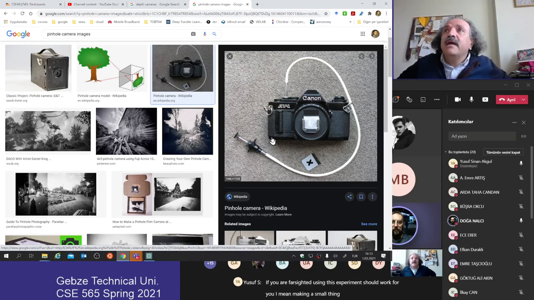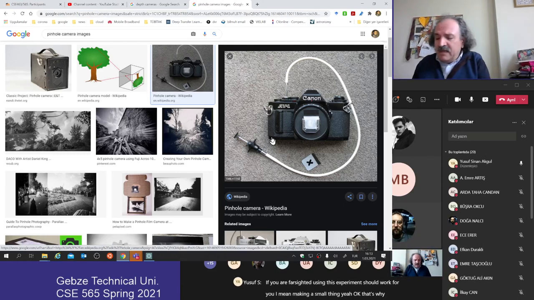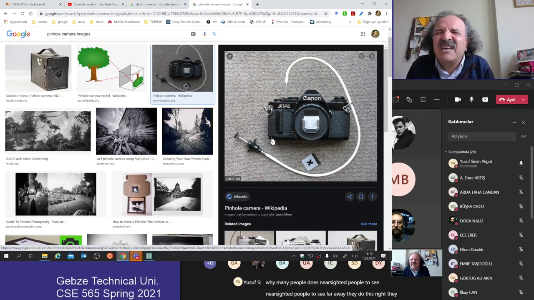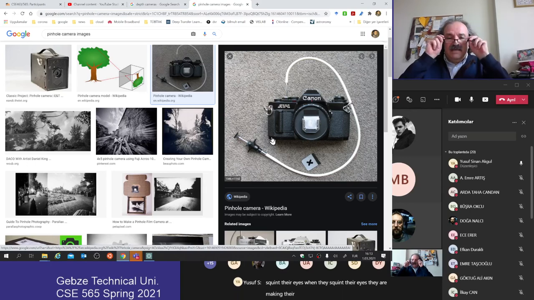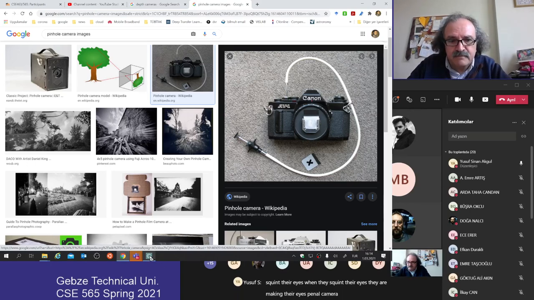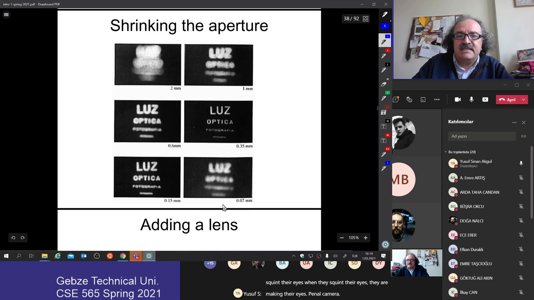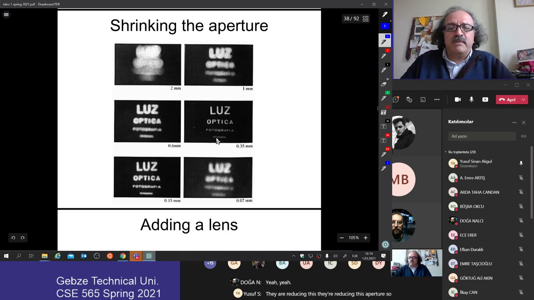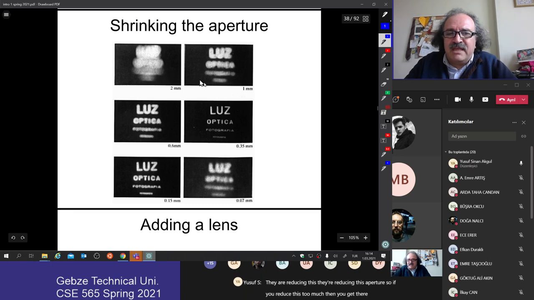Yeah. Okay. That's why many nearsighted people, to see far away, do this, right? They squint their eyes. When they squint their eyes, they are making their eyes a pinhole camera. They are reducing the aperture. So if you reduce this too much, then you get this. If it is big, you get this. So with that experiment, I was trying to do that.